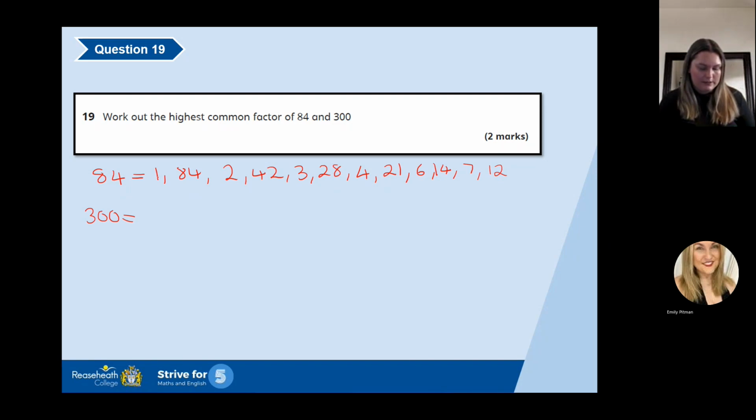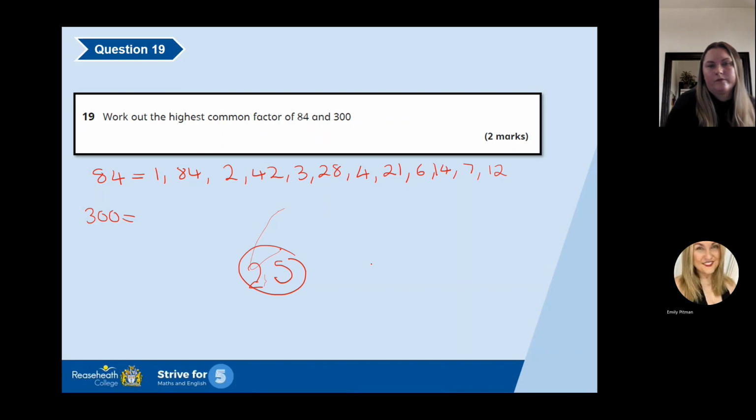So I'm going to see if 84 does go into 300. It doesn't, it's a decimal. So I'll try with 42 because I'm working backwards from my bigger numbers. So 300 divided by 42. Nope, that's a decimal. 300 divided by 28. Nope, got a decimal. Let's try 21. That's another decimal. I'll try 14. That's another decimal. 300 divided by 12 is 25. So my answer will be, sorry, I keep pressing the wrong button, 12. Okay.